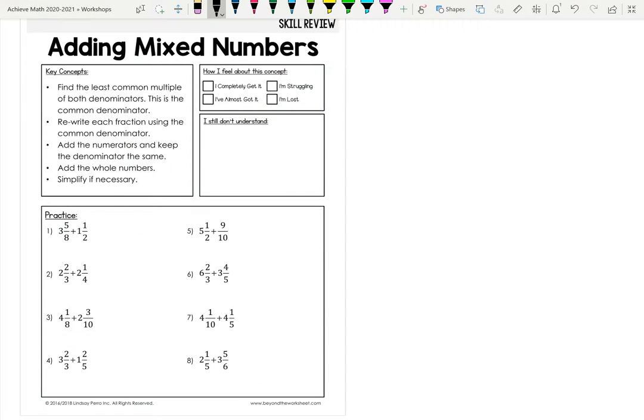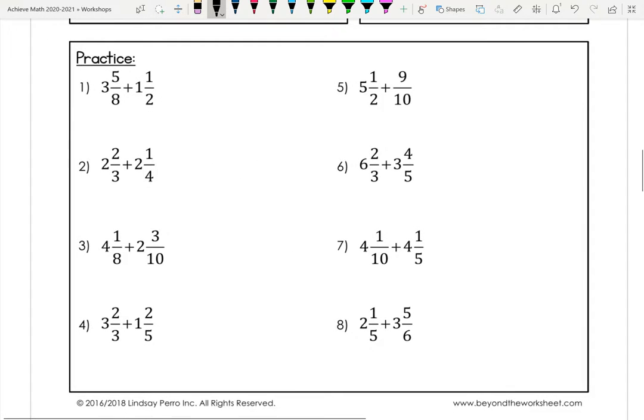So in order to add, we find the least common multiple of both denominators, which is going to be the common denominator, the LCM. We're going to rewrite each fraction using a common denominator, and then we're going to add. So let's go ahead and look at number 1.